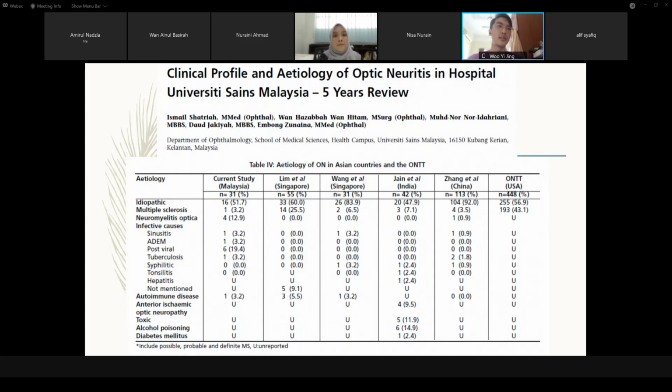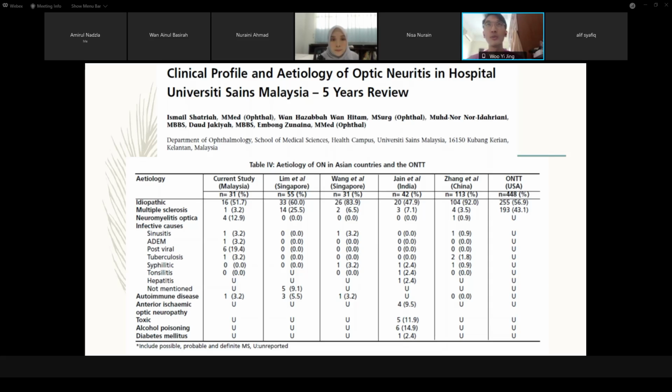So basically, this is the result of research done in USM over a 5-year review. I'll just briefly read out the summary of the result. The result comprises 31 patients, and in these 31 patients, we have 41 eyes being researched on. Females are the predominant group in this case, and the age peaks at 21 to 30 years old for optic neuritis.